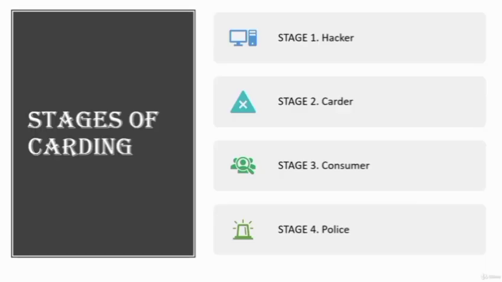Stage 2, Carder. The carder will buy this pool of credit card details from the hacker. He will purchase all the items from online stores and dump the cards. Now people will randomly pitch in to buy those products at a heavy discount. Stage 3, Consumer. The consumer makes the payment and feels that the item will be delivered to him.